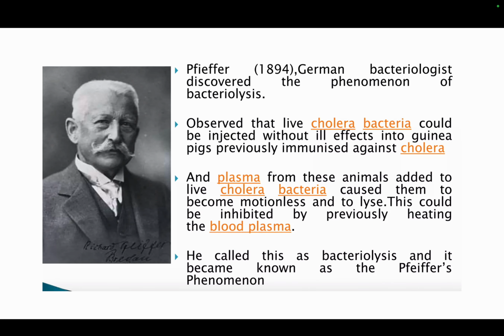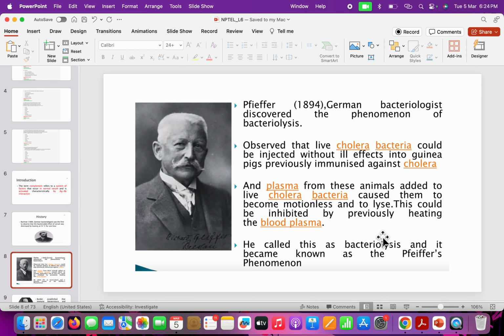The scientist Pfeiffer, a German bacteriologist, discovered the phenomenon of bacteriolysis. He observed that live cholera bacteria could be injected without ill effects into guinea pigs previously immunized against cholera. So there is some factor present inside those animals that were previously immunized against one specific bacteria, and if we reinfect them, then what is happening?